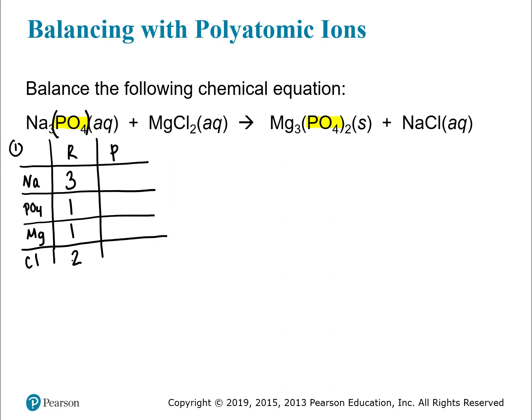Product side, we've got 3 magnesiums, 2 phosphates, still, 1 sodium, 1 chlorine. Whoa Nelly, very much not balanced. What do we start with? Start with balancing the polyatomic ion. The lowest common denominator between 1 and 2 is going to be 2. We put a 2 in front of the compound that contains phosphate.